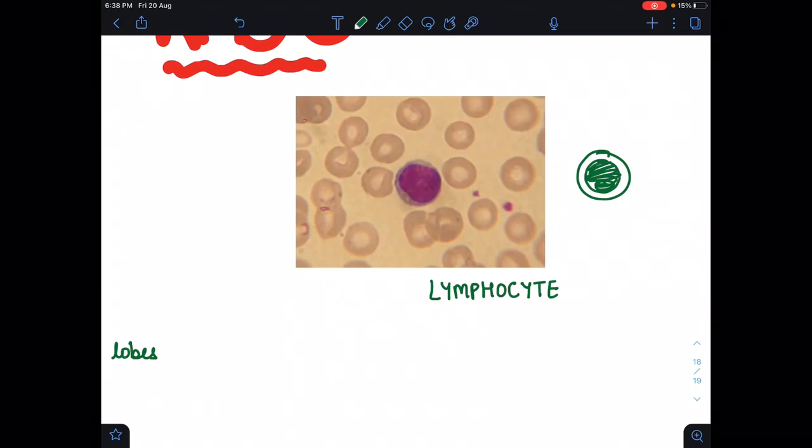In this way you can identify it under the microscope: the nucleus size is almost equal to the cell size. So this is a lymphocyte.